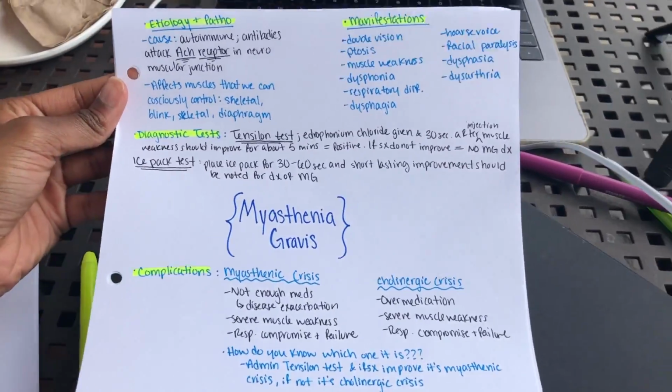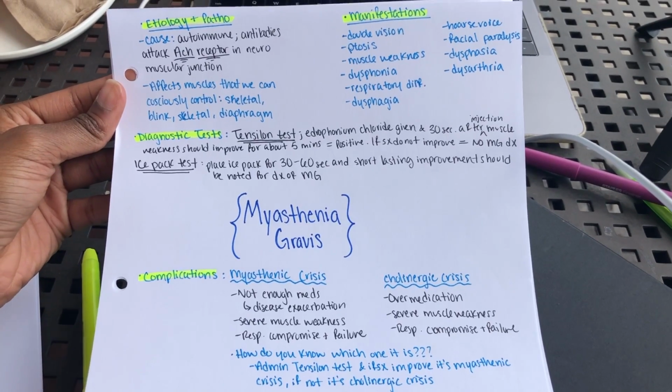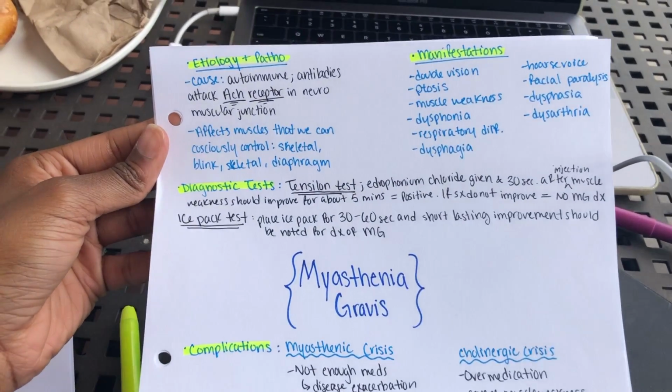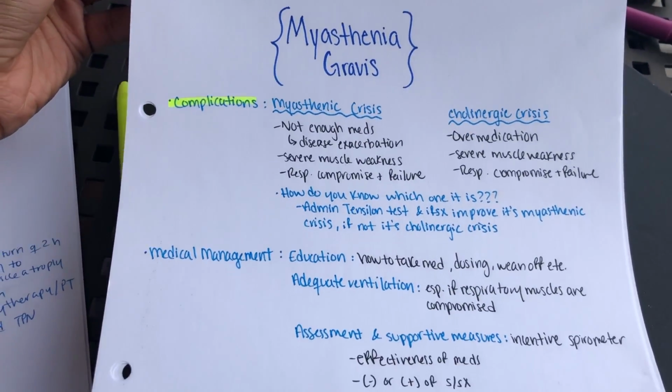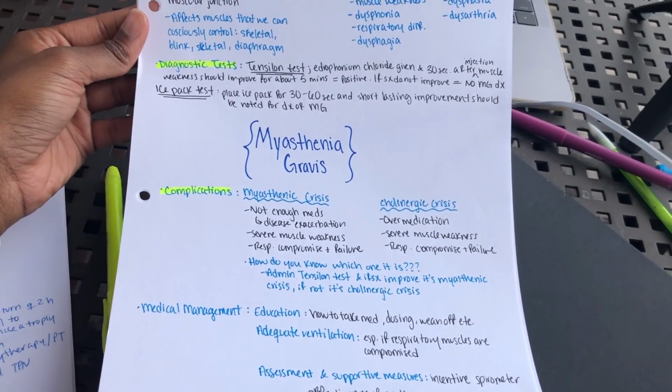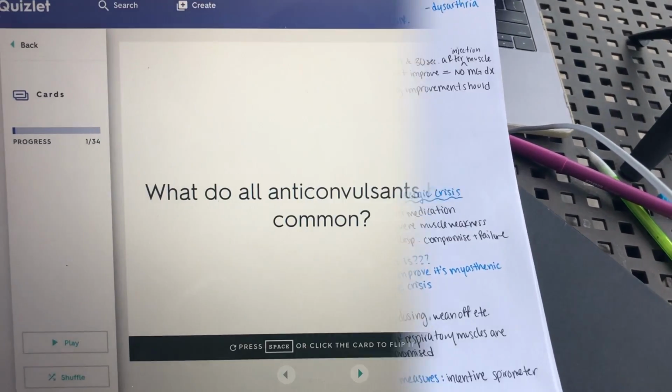These are my notes on myasthenia gravis. As you guys can see, I'm just doing concept maps just so that I can differentiate between all of these different neuro disorders because they are pretty similar, but this is the one on MG.